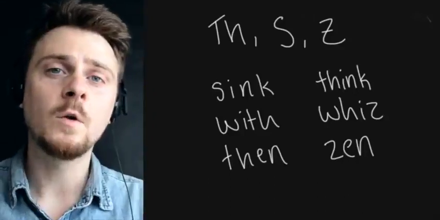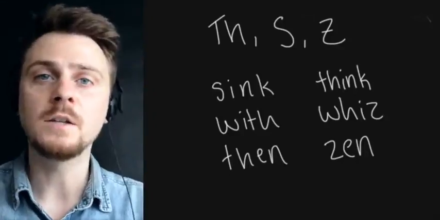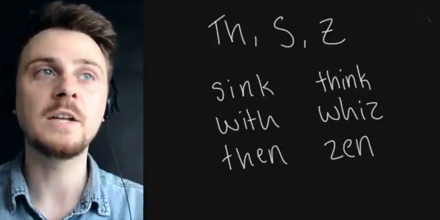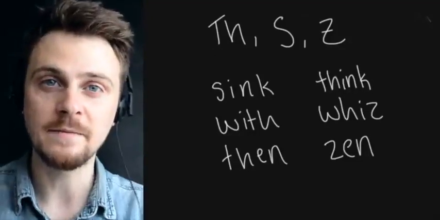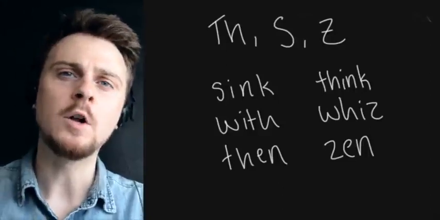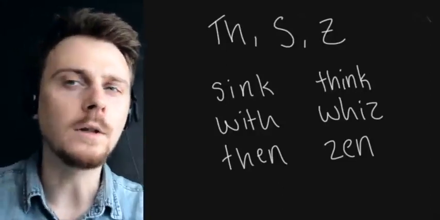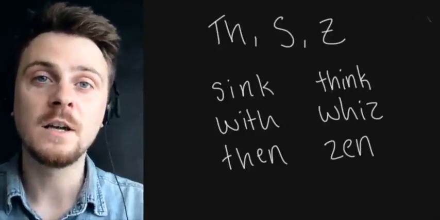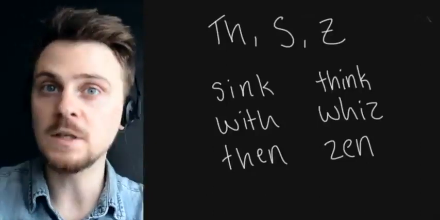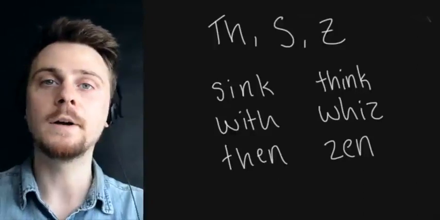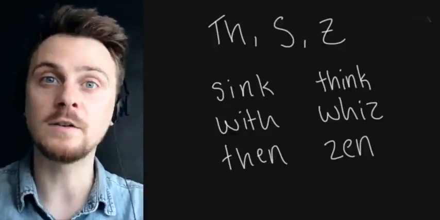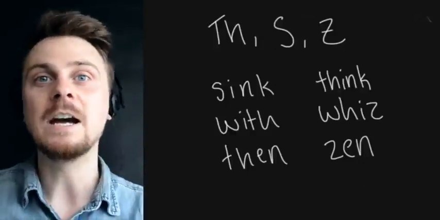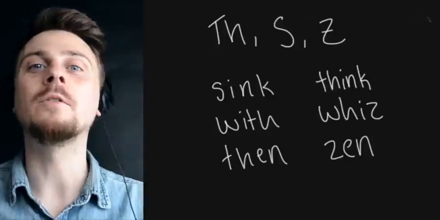Okay, so in the last video we talked about V and W, and in this video we're going to be talking about the sounds of TH, of S, and of Z. TH, S, and Z. Now, you may wonder, why are we learning these sounds together? The reason is because many students of English who try to say TH correctly accidentally say the S or the Z sound.